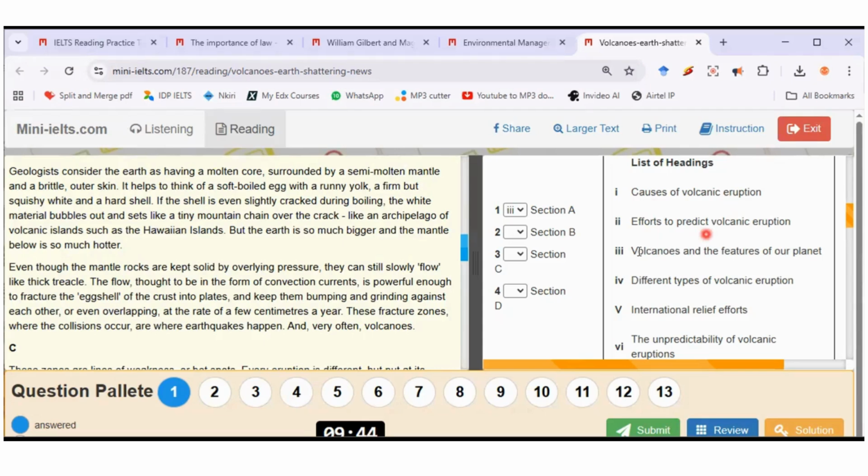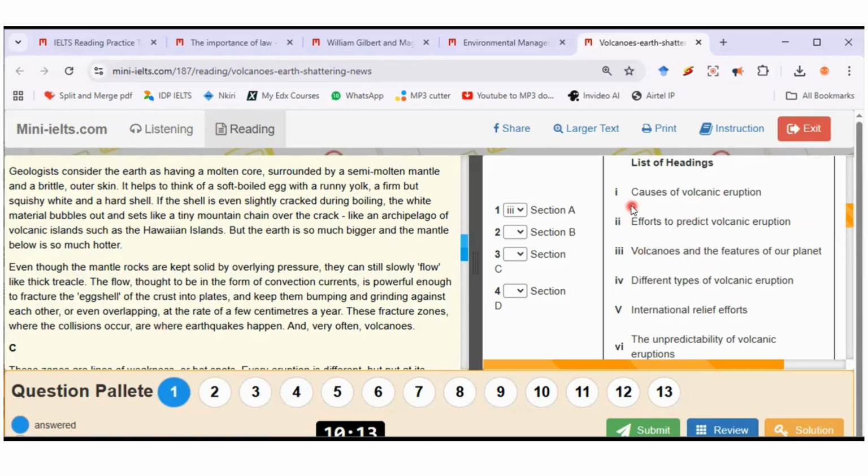Okay. Number three, I've used number three. I don't think number three fits in this section two. Different types? I didn't say anything about different types yet. Relief efforts, no. Unpredictability of volcanic... this unpredictability seems to sound like, let me see, is there anything about unpredictability here? I'm scanning through it again. I can't see anything like unpredictability.